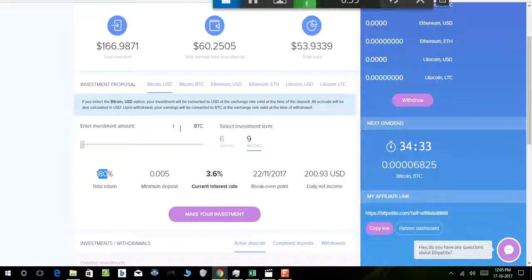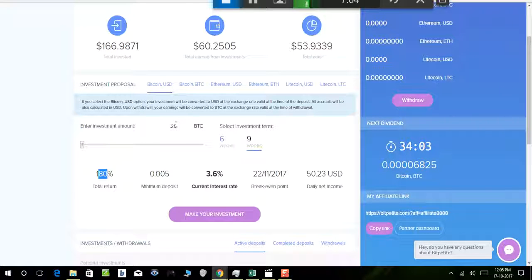Let's say you put in $1,000 worth of Bitcoin. Okay, so that would be, let's just say, 0.25. You're getting back $50 a day at 3.6. You're getting back $62 a day at 4.5. But in 9 weeks total, you're almost doubling that money. So $1,000 becomes $1,800 after 9 weeks.